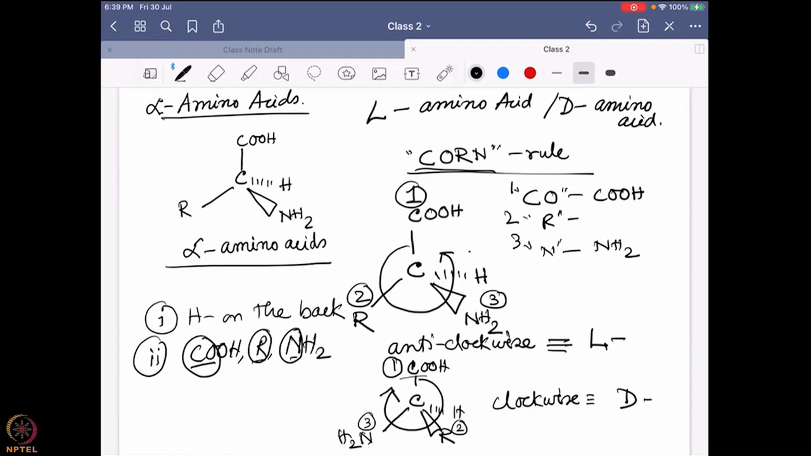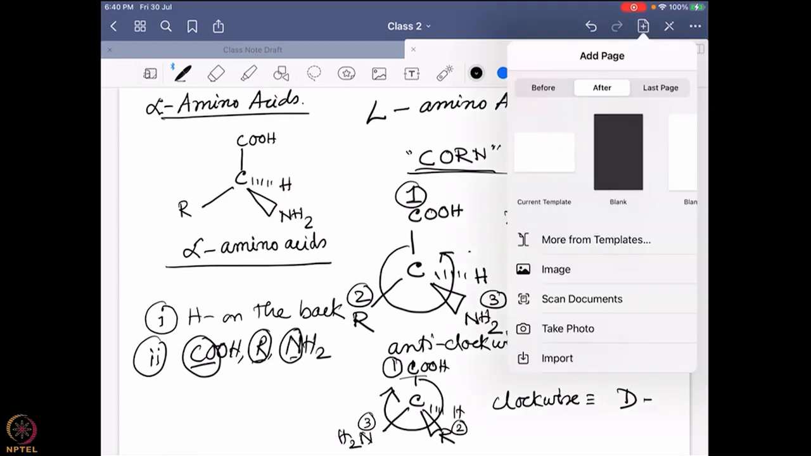So in the exam, if I ask you the question, like draw this L amino acid, if I ask you to draw the structure, you have to ensure that you have drawn that in the particular orientation, because this L and D is actually showing their specific spatial, three-dimensional orientation, and it has to be correct. It has to follow this simple CORN. Put the hydrogen on the back, carboxylic, R and NH2 group in such a way that they can be connected in the anticlockwise, then it is L. If it is connected in the clockwise, it is D. Fine.